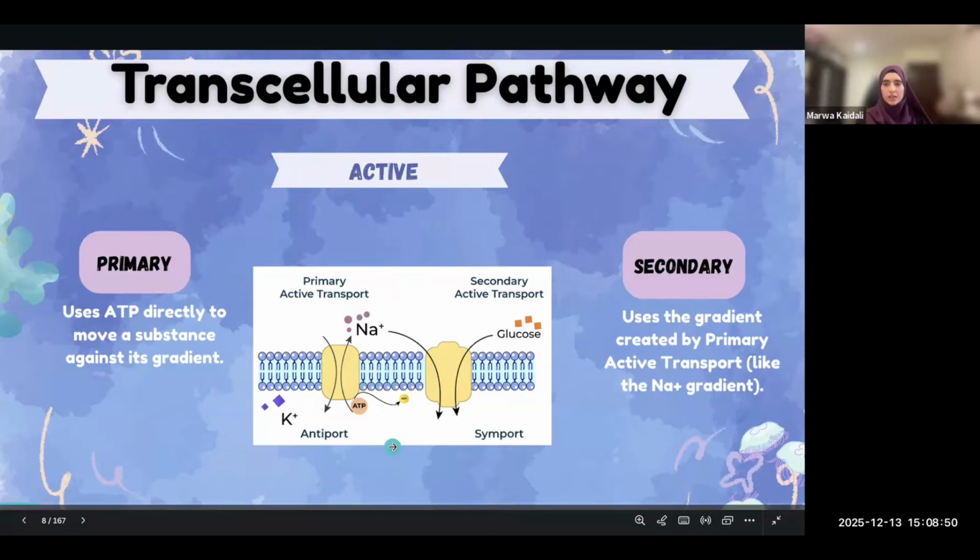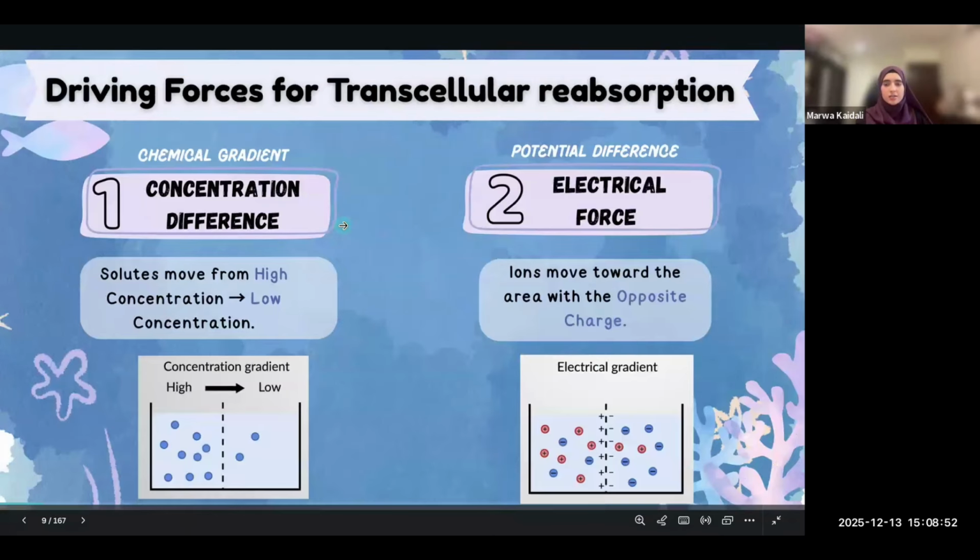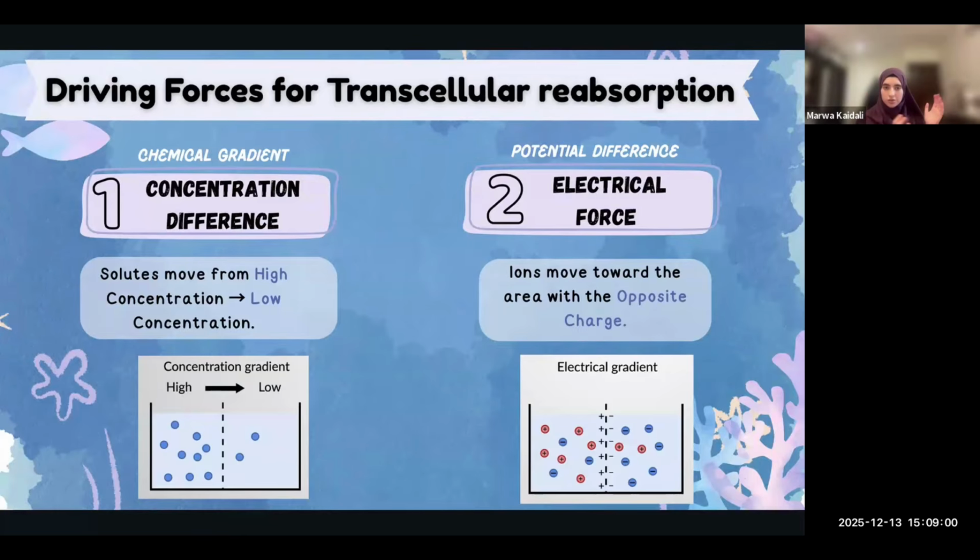Next, we're going to look at a few driving forces for transcellular reabsorption. The first one, as you already know, is when an ion moves from an area of high concentration to an area of low concentration. That's very simple.